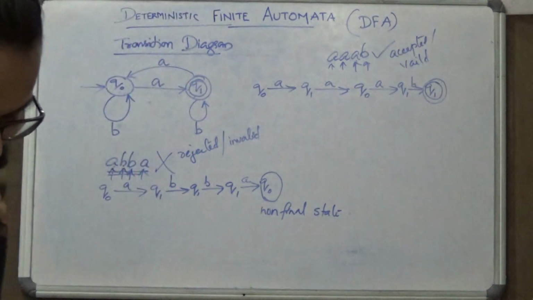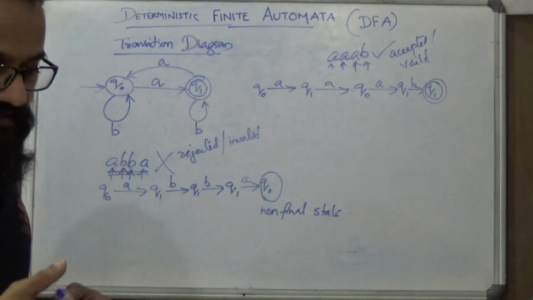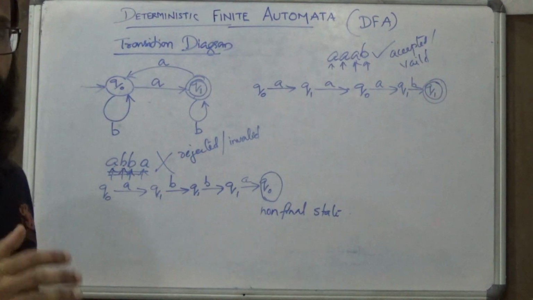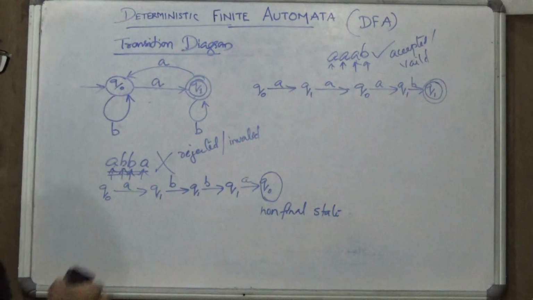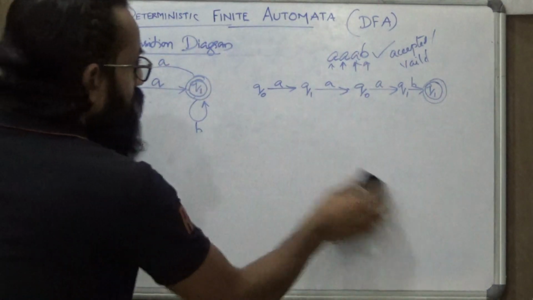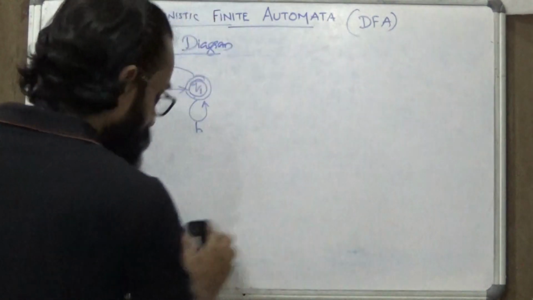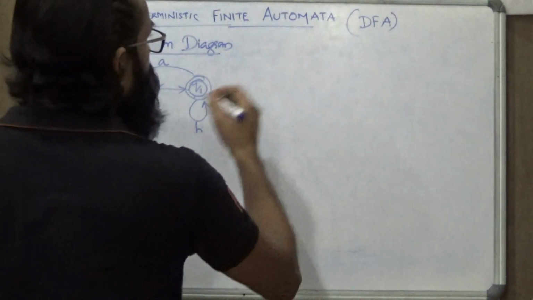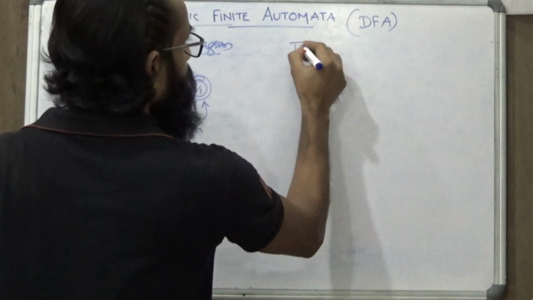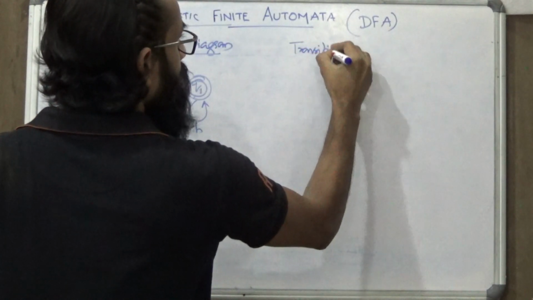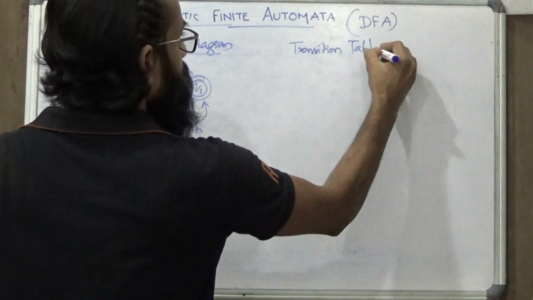So after a sequence of transitions, by completing the read operation of the entire string, if the machine ends up in a final state, then the string is said to be accepted. Let us move on to another representation, that is tabular representation, the transition table.